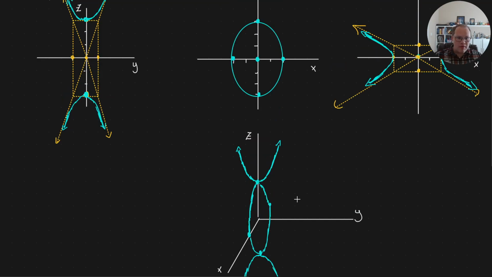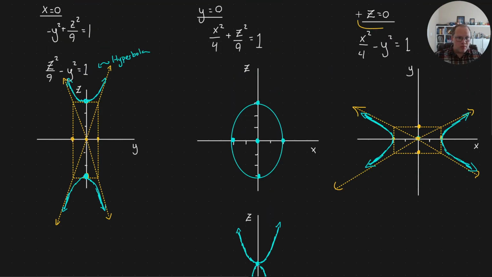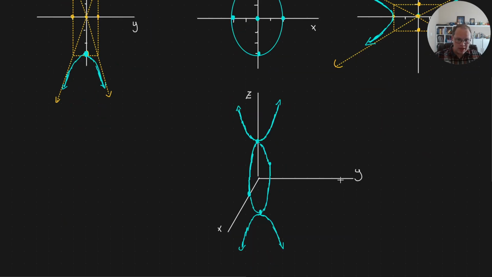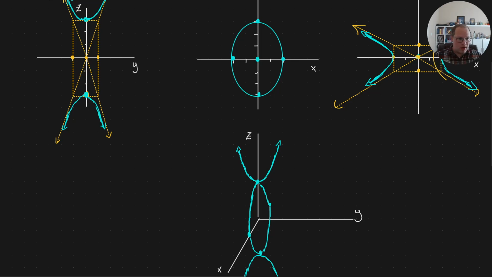Okay, and then finally, z equals 0. This will be in the xz plane. Or I'm sorry, the xy plane. This is where I need to be most careful. The xy plane is this plane. But notice the x is coming right towards us. So here, it's a hyperbola, but opening in the x direction.